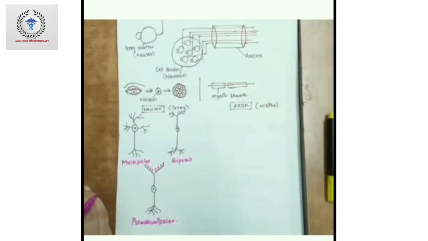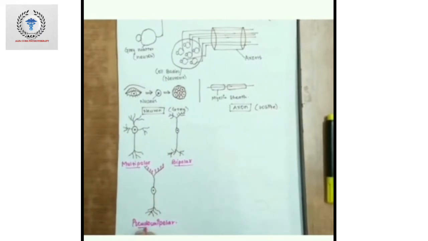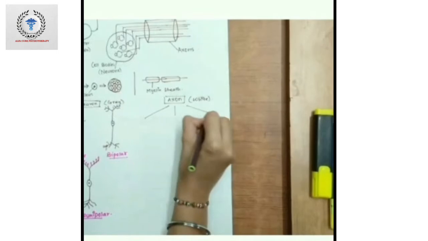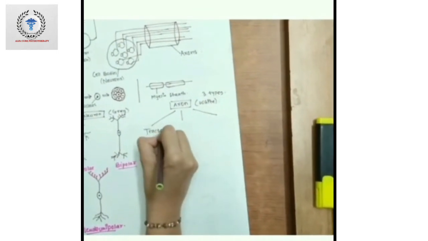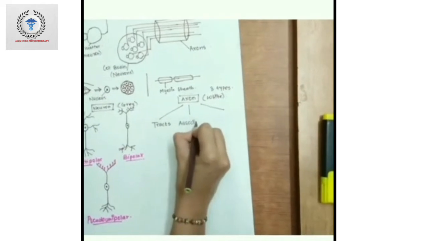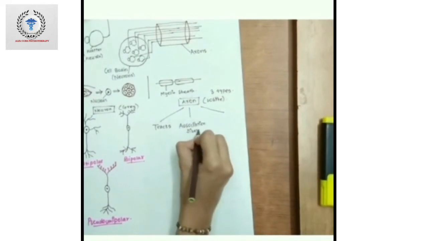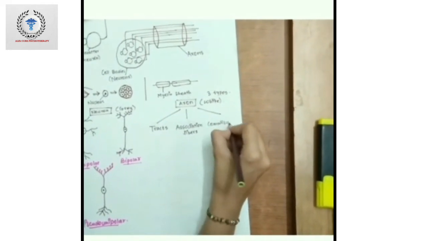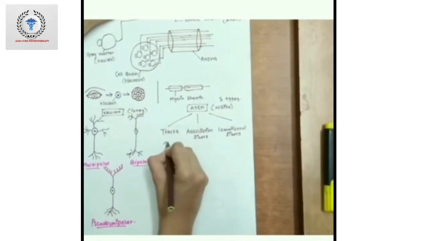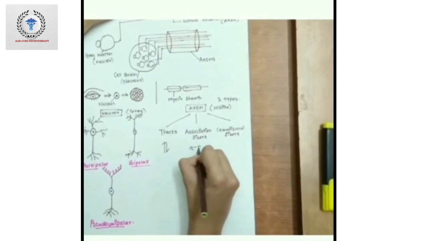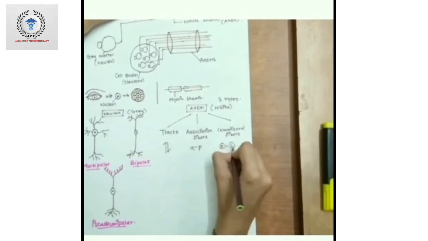Further moving on to axons. Axons are of 3 types, which are: first one is tracts, second one is association fibers, and the third one is commissural fibers. Tracts are the white matter or the axons which run in upward to downward direction. Association fibers run in anterior to posterior direction, and commissural fibers run from right to left.